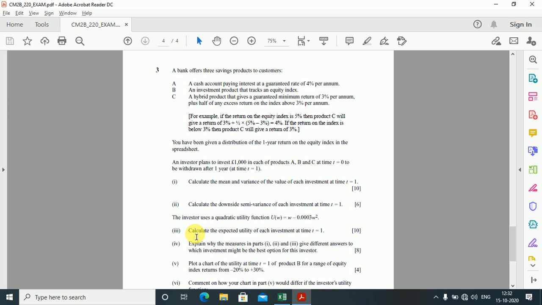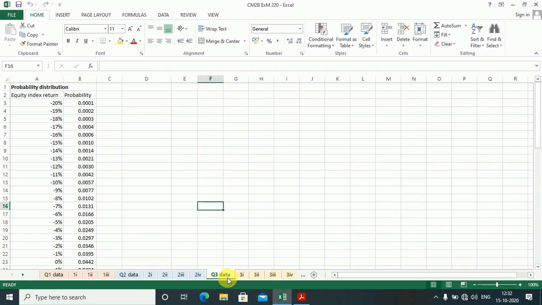You have been given a distribution of the 1-year return on the equity index in the spreadsheet, and the investor plans to invest 1000 in each of the products A, B and C at time t equal to 0, to be withdrawn after 1 year. Calculate the mean and variance of the portfolio value of the investment at time t equal to 1. So this is the return and the probability which is given to us.